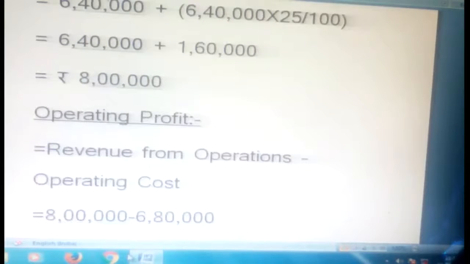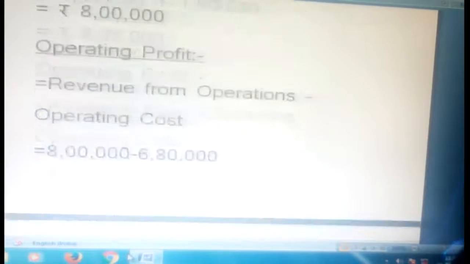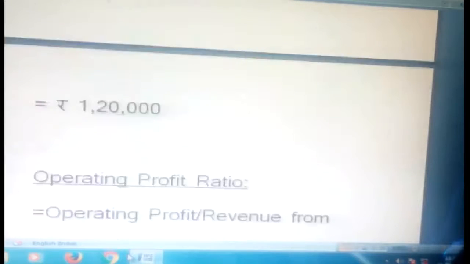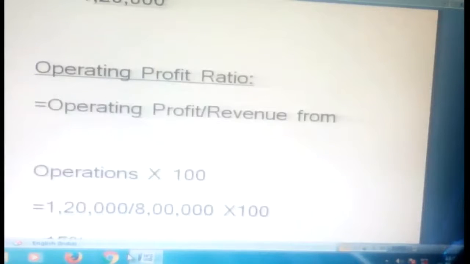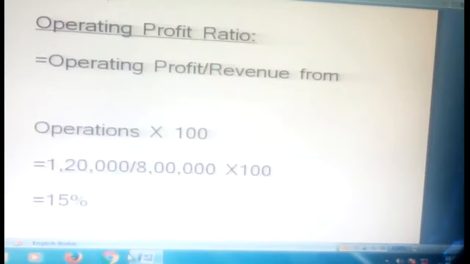So now operating profit, you know, is revenue from operations minus operating cost. Revenue from operations is 8 lakhs, and our operating cost is 6,80,000. We get 1,20,000. Now apply the formula: operating profit divided by revenue from operations into 100. Operating profit 1,20,000 divided by our revenue from operations 8 lakhs into 100. We get 15%.